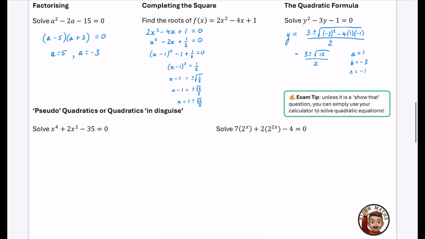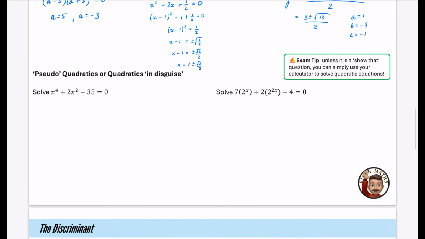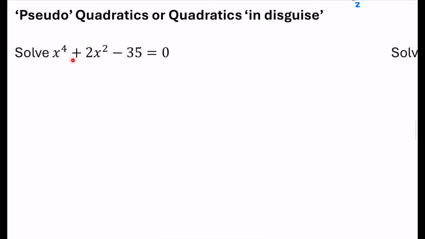The second part of this that we've got here is where we're going to be doing pseudo quadratics. I call them pseudo quadratics. I know some other people call them quadratics in disguise. So this first one that we're looking at kind of feels a bit like a quadratic, apart from we have a power of 4 here and a power of 2. Now, you might be able to recognize this straight away, but sometimes you can do a useful substitution for this.